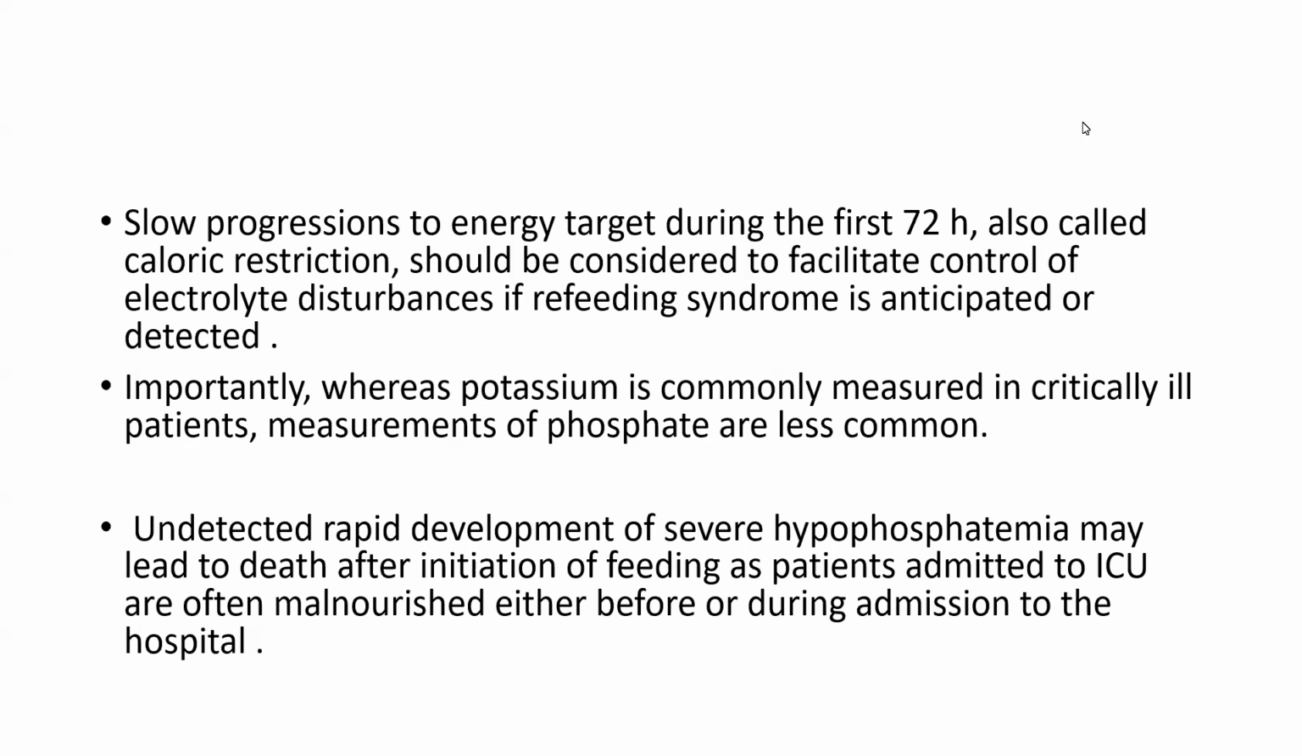Importantly, whereas potassium is commonly measured in critically ill patients, measurement of phosphate is less common. Undetected and rapidly developing severe hypophosphatemia may lead to death after initiation of feeding, as patients admitted to ICU are often malnourished either before or during admission to the hospital.